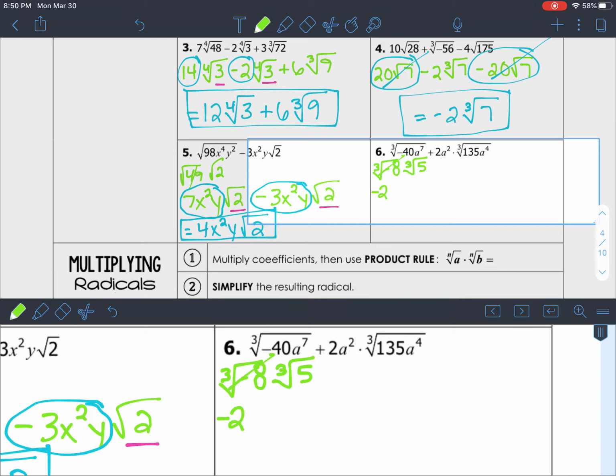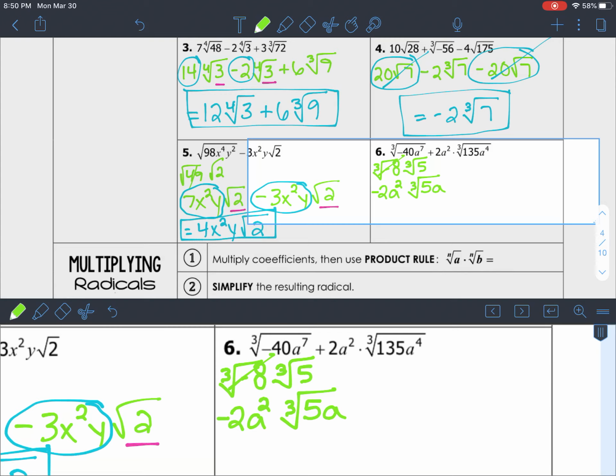I need to look at my variable and think, how many groups of 3 go into 7? So my answer here is 2. So I'm going to have a squared, and then nothing happens with that cubic root of 5. So we're going to leave that guy in. And then if I have 2 groups of 3 inside of 7, I have to think how many are left over. Well, that's just 1. So that's my simplified cubic root of negative 40a to the 7th.